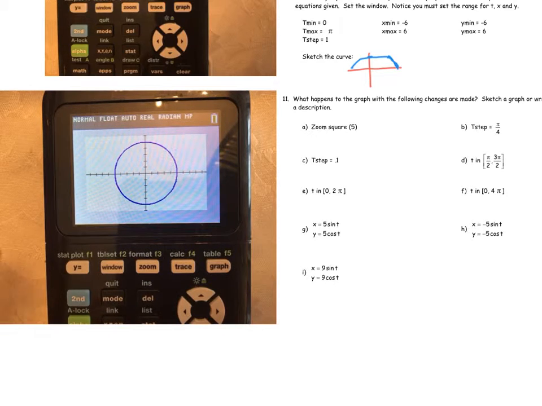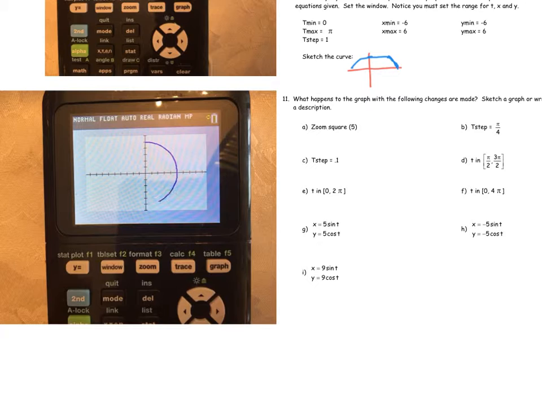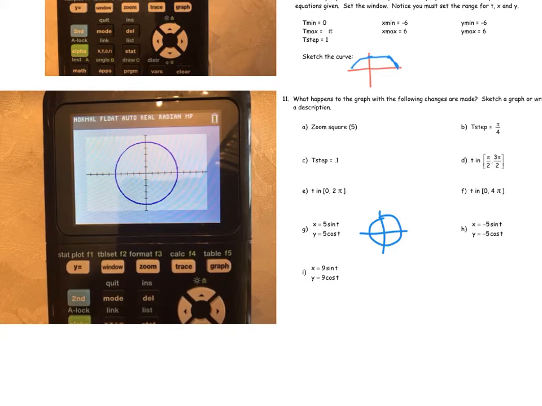Now let's move on to G. Now I need to change the equation. Instead of 5 sine t and 5 cosine t, I'm going to change the equation. So instead of cosine, I'm going to put sine. And instead of sine for this, I'm going to put cosine. Okay, let's graph it, and now pay attention to where it starts. There you go. So it starts from the top and then goes clockwise. So make sure when you sketch this, make sure that you include the arrows.